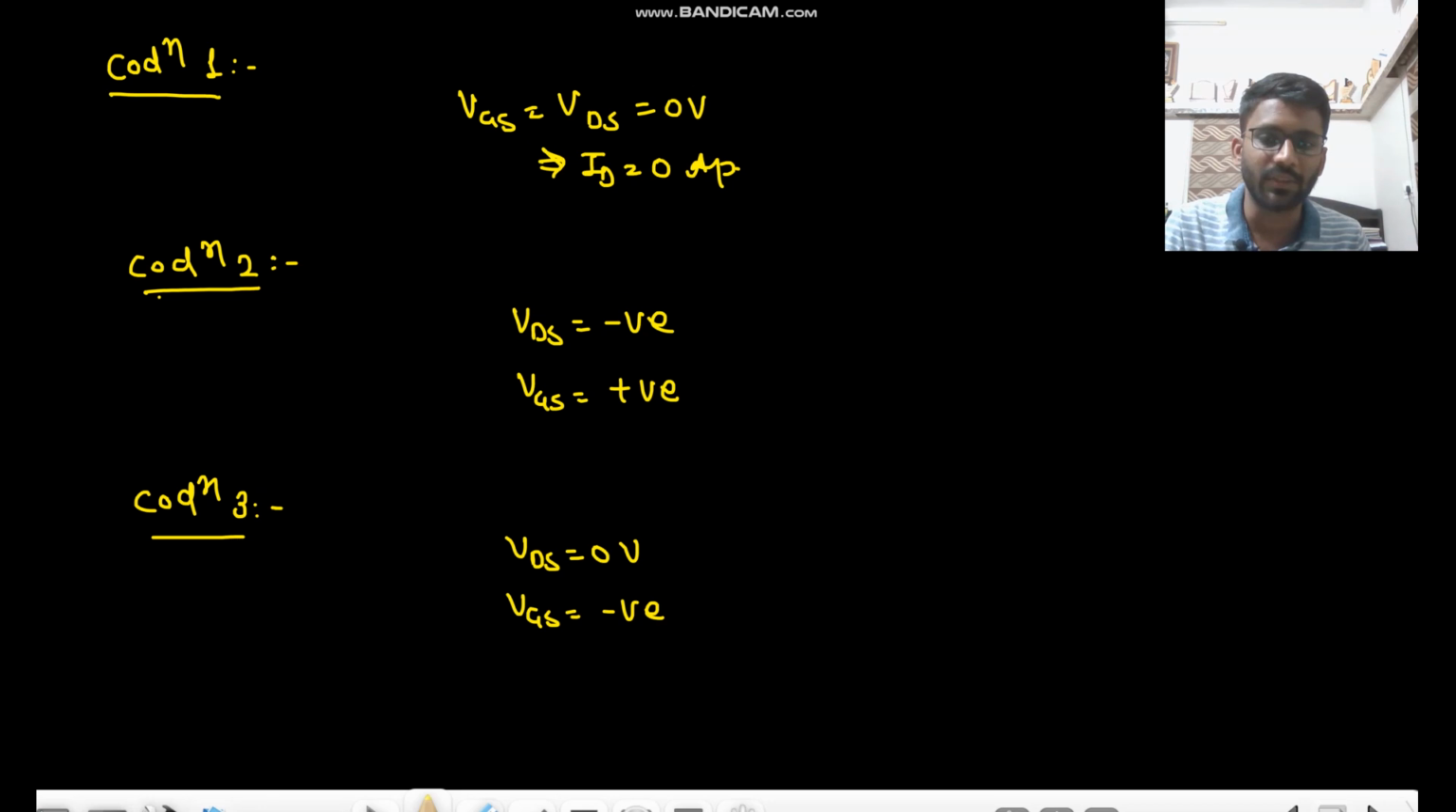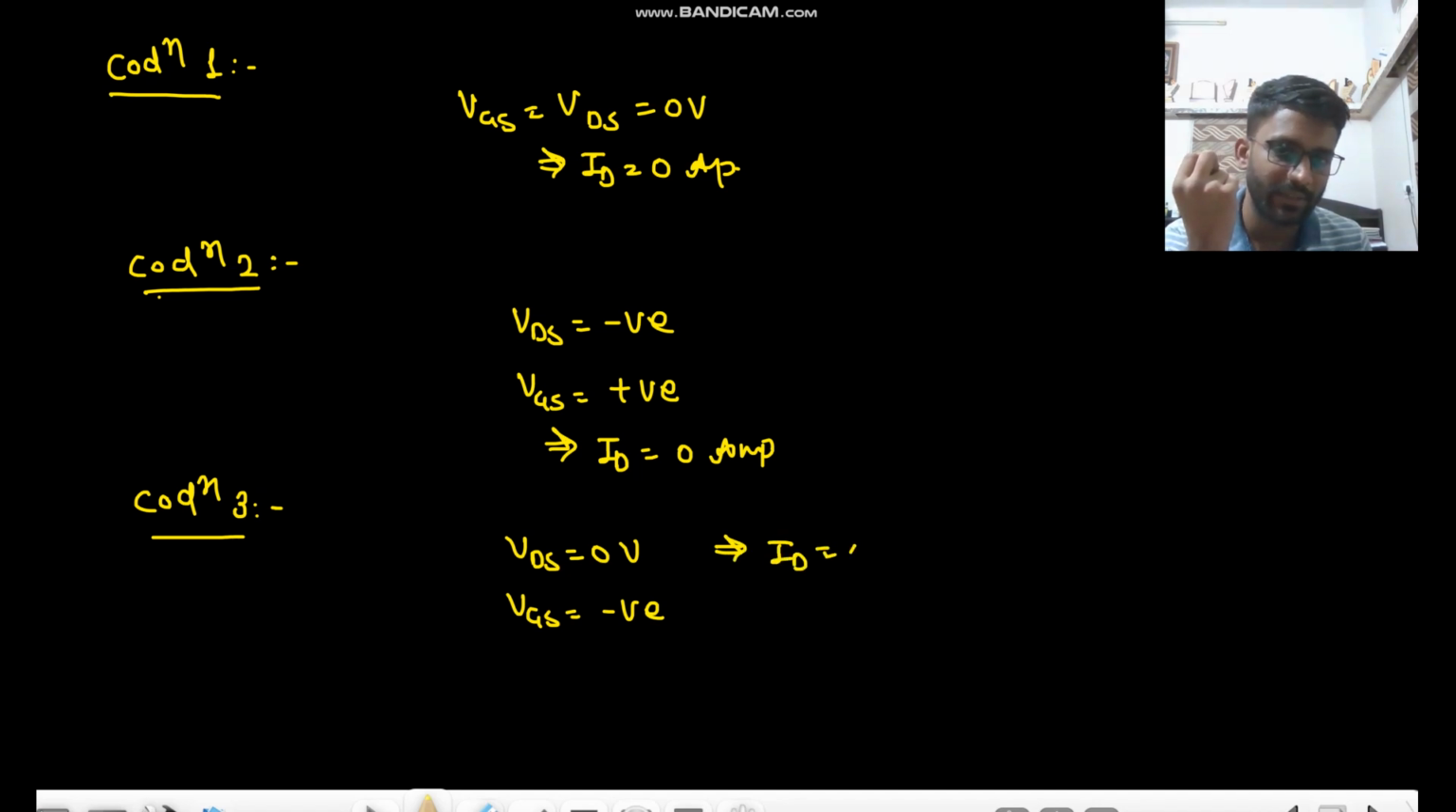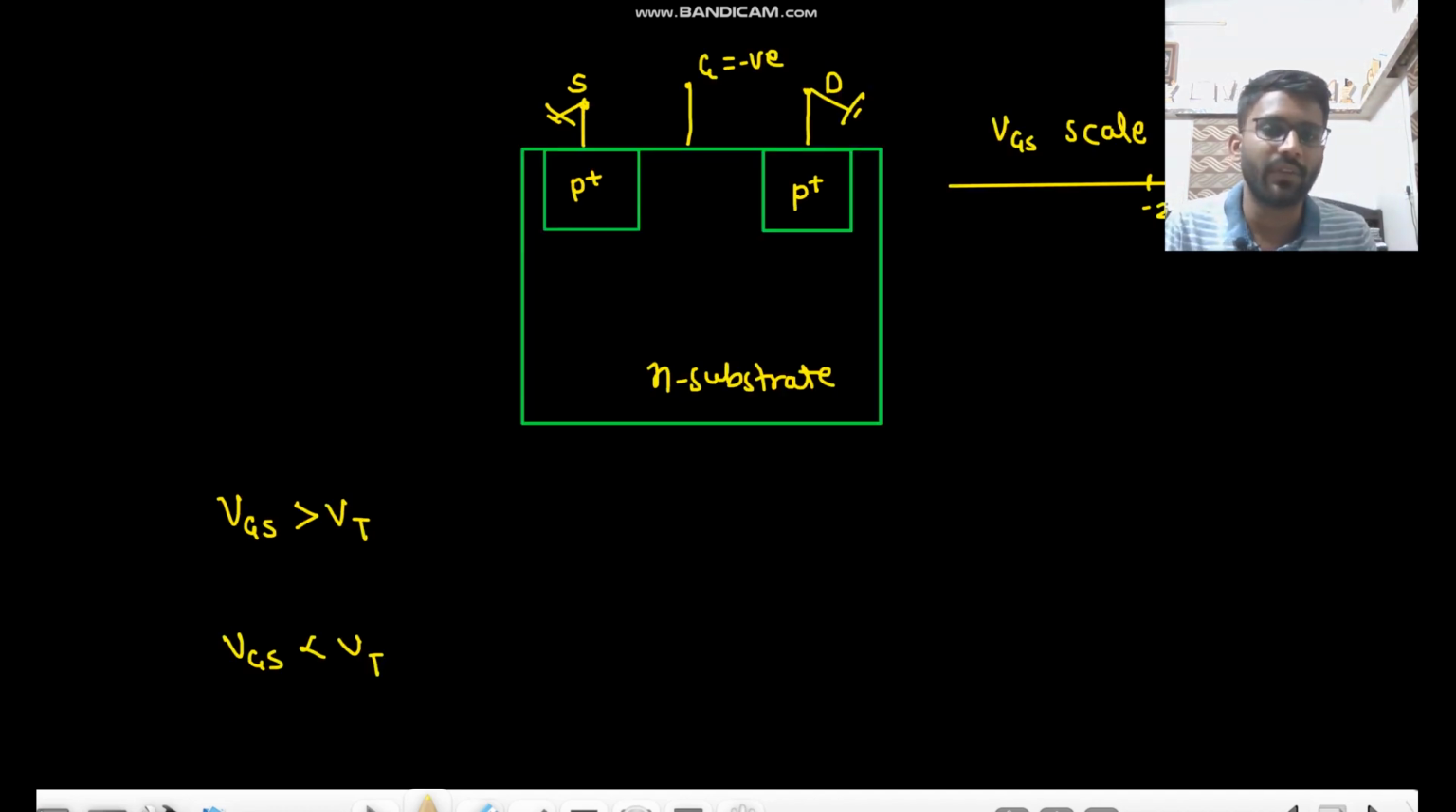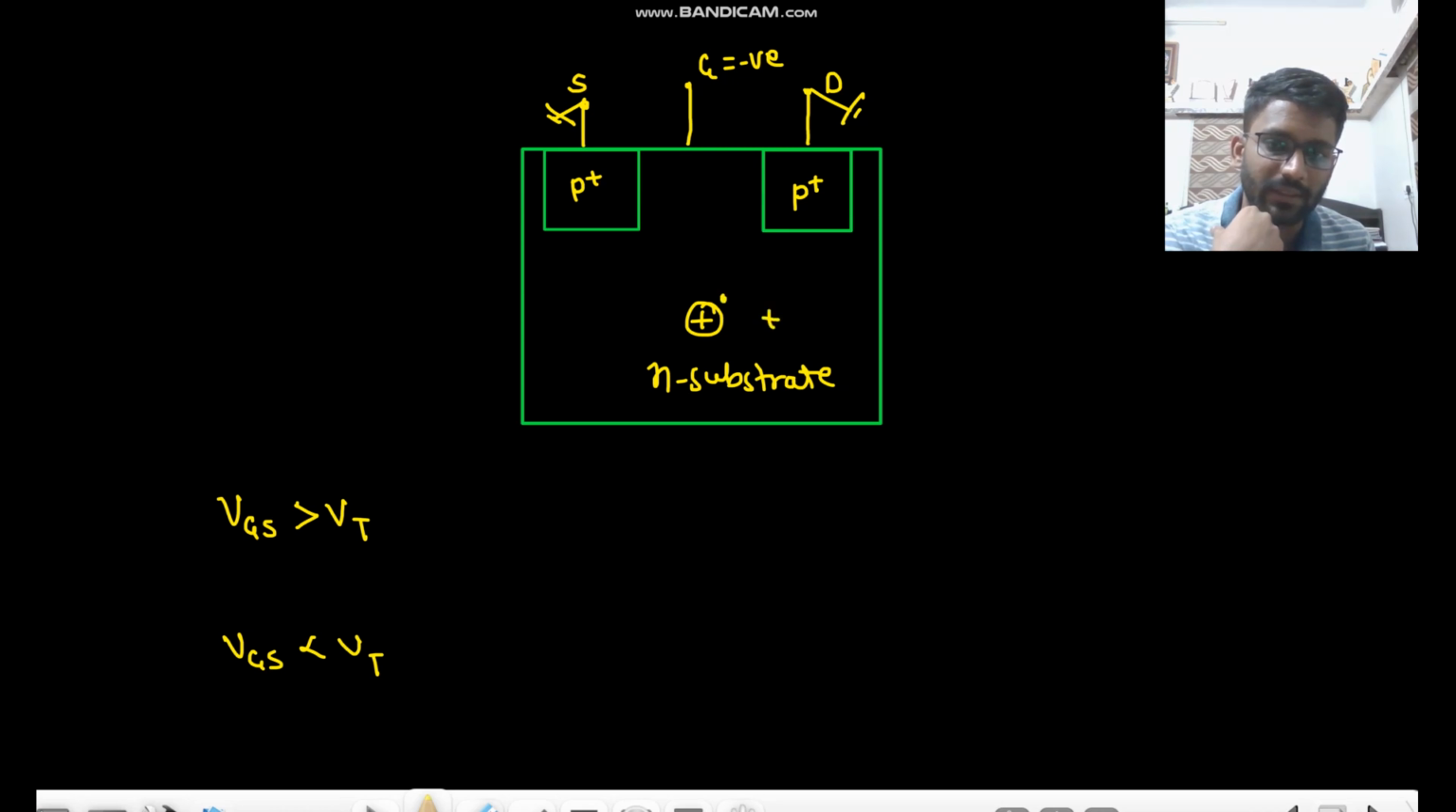The current will be 0 ampere. Here, if drain has no potential, VDS is 0, then one thing that you know is ID is 0 ampere, right? But we will see the analysis here because we have gate voltage negative now. Okay, we have gate voltage negative now. So here, this is the condition, right?